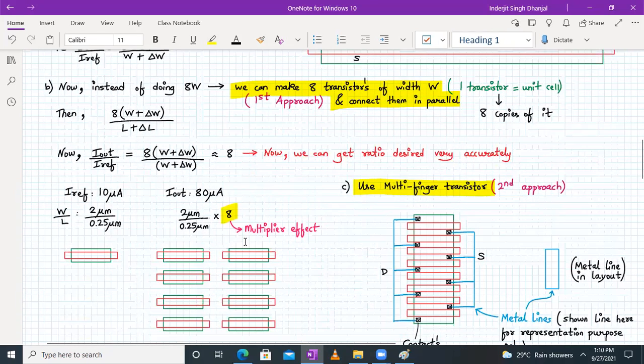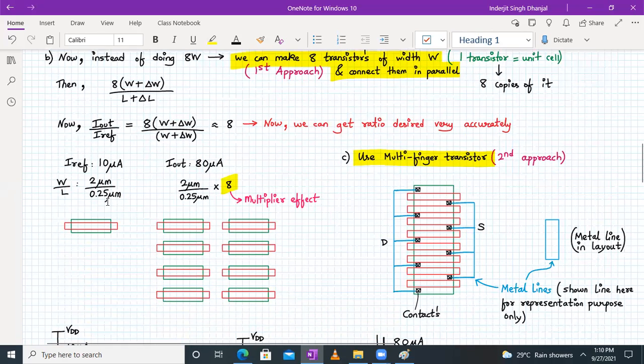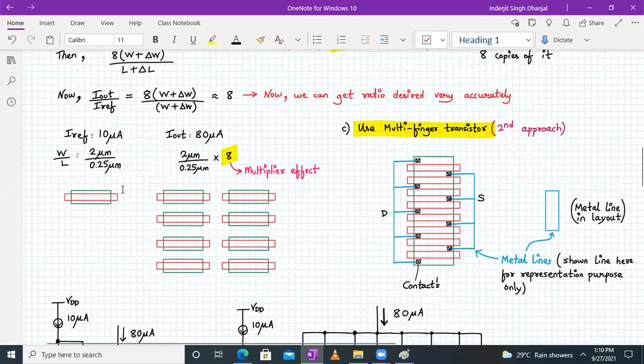Let's take an example. Let's say that I reference is 10 microamperes and I out is 80 microamperes. So you want to make I out 8 times I reference. Let's say L is chosen as 0.25 micrometer and W is chosen as 2 micrometer, right? So you take 8 copies of it. You have this 2 micrometer divided by 0.25 micrometer, L will remain the same, and here we have a unit transistor. You can create 8 copies of it, as you can see.